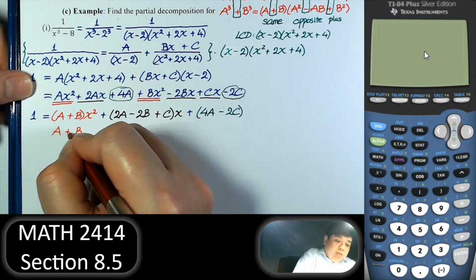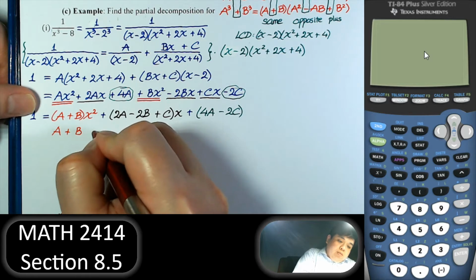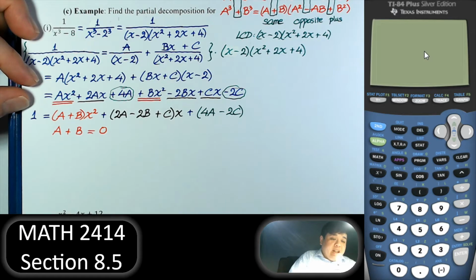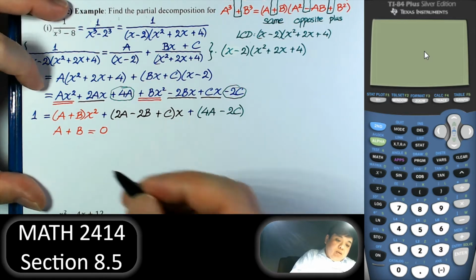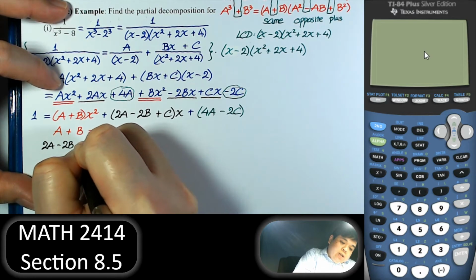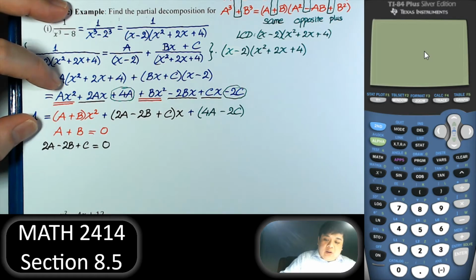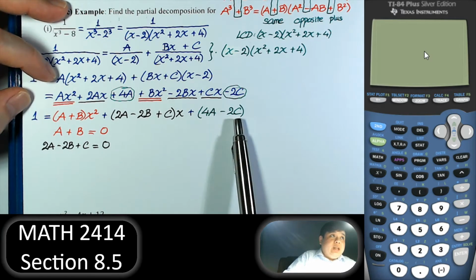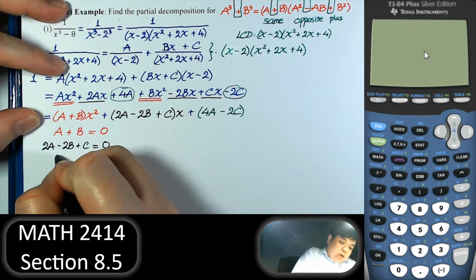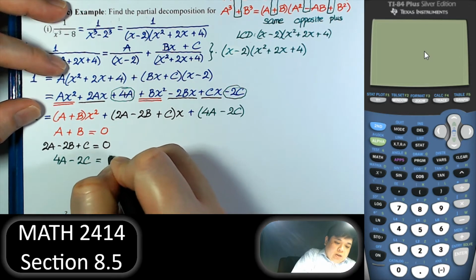This is called the undetermined coefficient. We're matching the coefficient. There's no x squared on the left, so a plus b has to be equal to 0. There's no x on the left either, so 2a minus 2b plus c has to be 0 as well. And then finally, 4a minus 2c is a constant. On the left hand side, there's a constant 1, so we have 4a minus 2c is equal to 0.